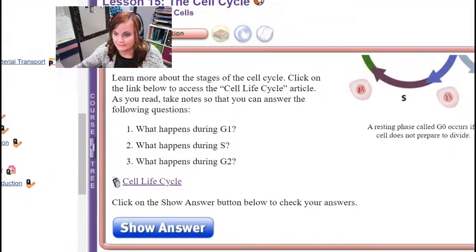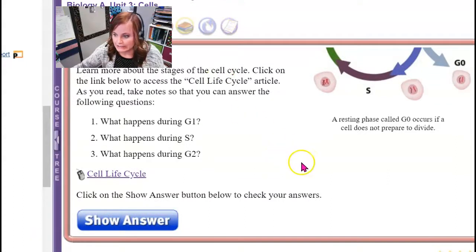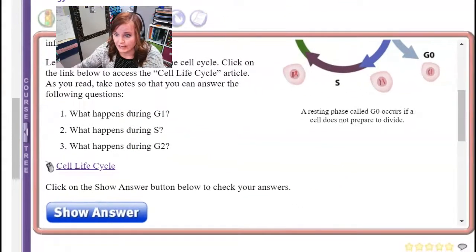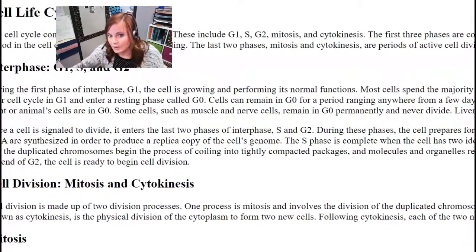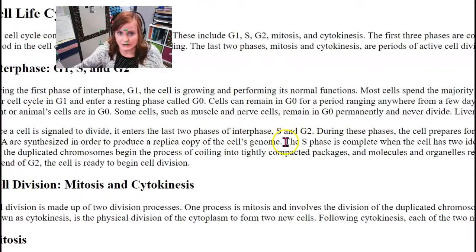This is on lesson 15. So in lesson 15 on slide 3, there's actually a link that asks you this very question. It says what happens during interphase, the G1, the S, and the G2 phase. And if you click on this link, it actually is going to outline right in here what's happening during this part of the cell cycle during interphase.